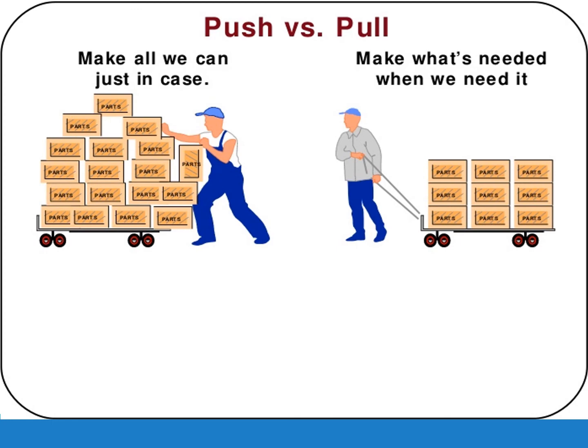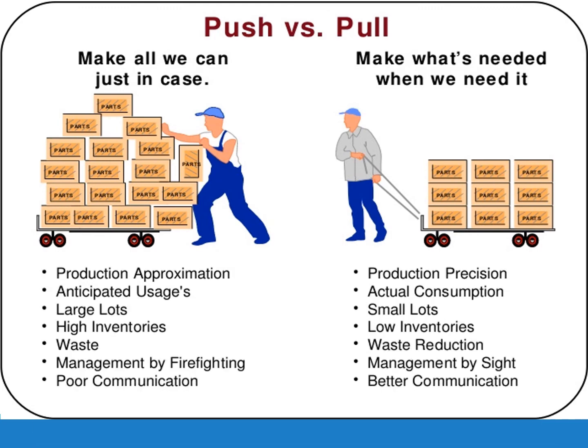Okay, so here we compare the push and pull. For push, it is making all we can just in case, without considering the customer order and the forecasting of sales, whereas pull is making what is needed and when we need it, based on the customer order and sales forecasting. So this is just to compare push and pull production. The production is precise, actual consumption, small lots of the warehouse, low inventory cost, wastage reduction, management by sight, and then better communication to the customer as well as to the supplier.